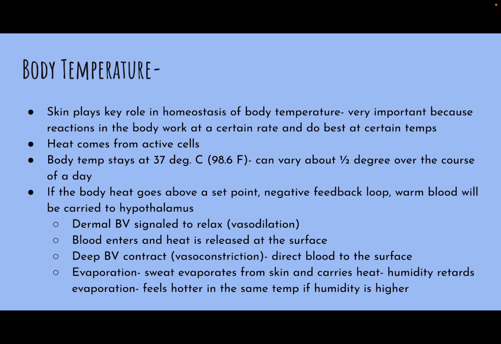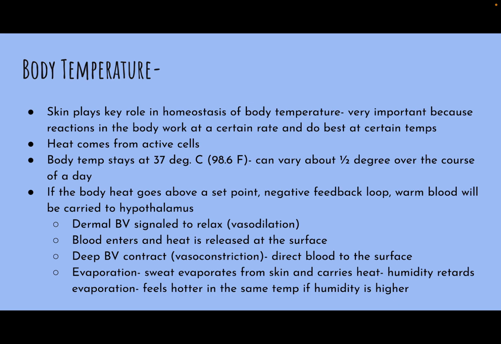So what do we do? How do we get those conditions to stay stable? So I'm looking at bullet point 4 here. It says if the body heat goes above a set point, meaning that we're getting too hot. You're out in the summer and you're running and it's just hot and your body's overheating, what's going to happen? Well, that's going to be a negative feedback control loop, which goes all the way back to unit 1. But what's going to happen is warm blood is going to be carried to the center of the brain called the hypothalamus.